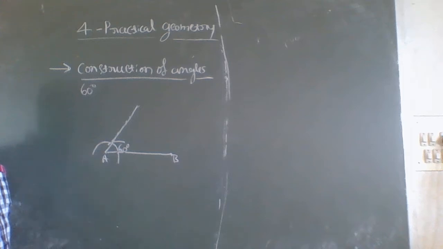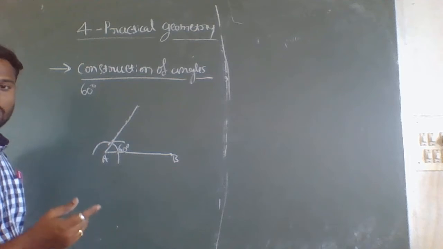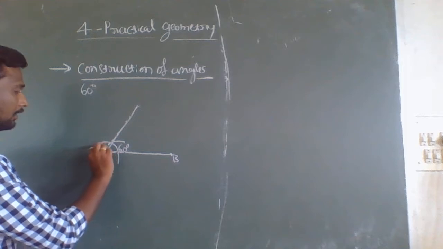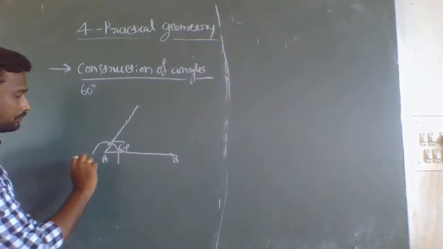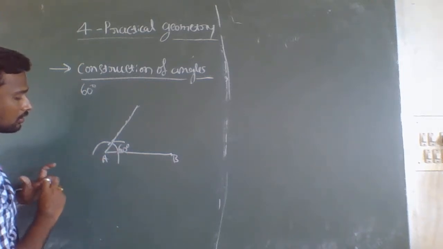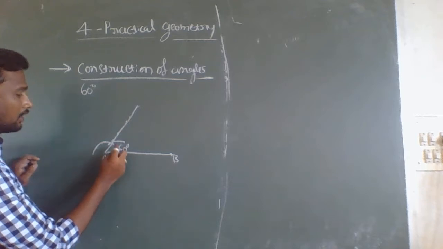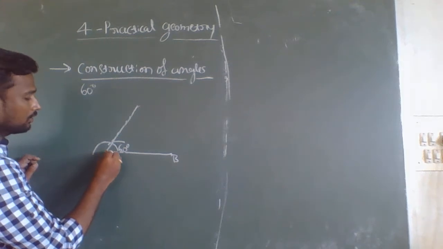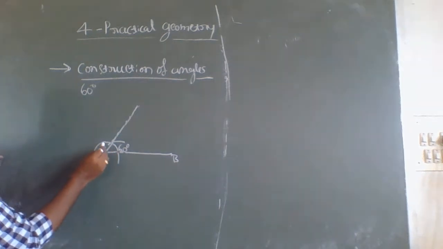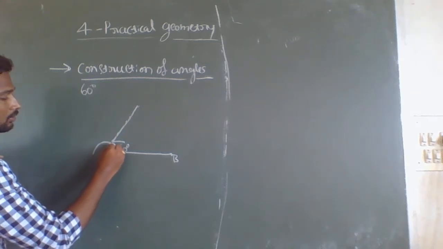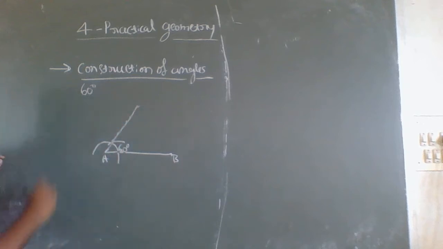How did you get this? First draw a line AB, keep a minimum distance on your compass and place the needle on point A and draw an arc. Place the needle again on this intersecting point and draw another arc. Finally you get an intersecting point here. Draw a line from A through this point, and we get 60 degrees.